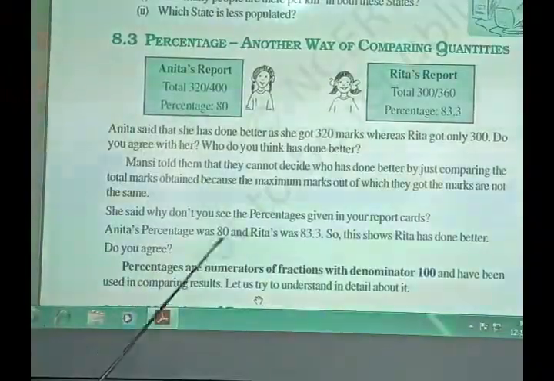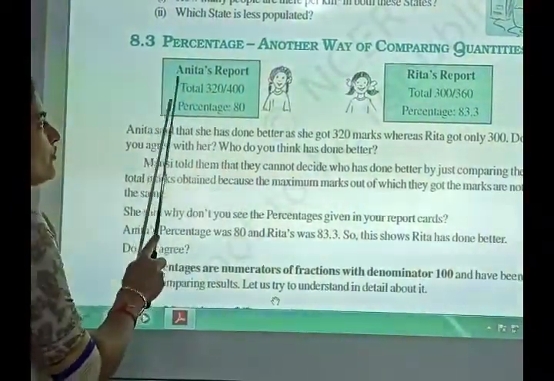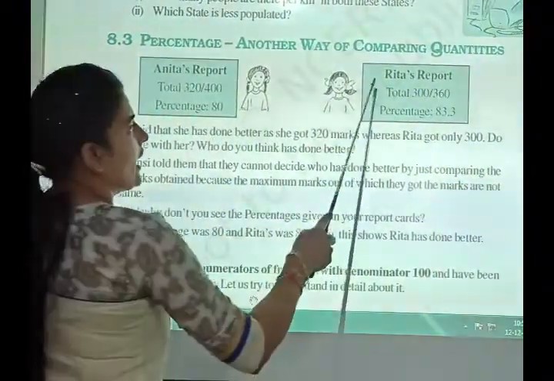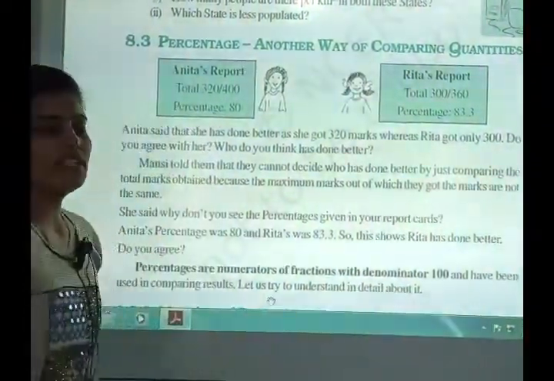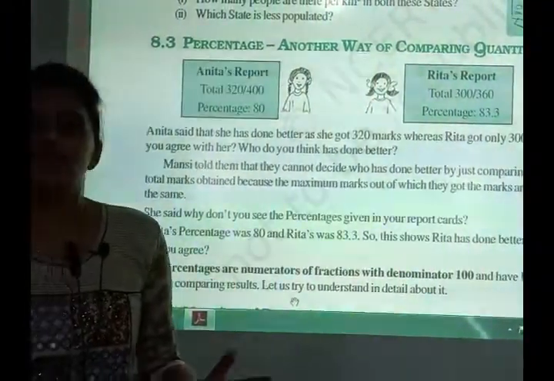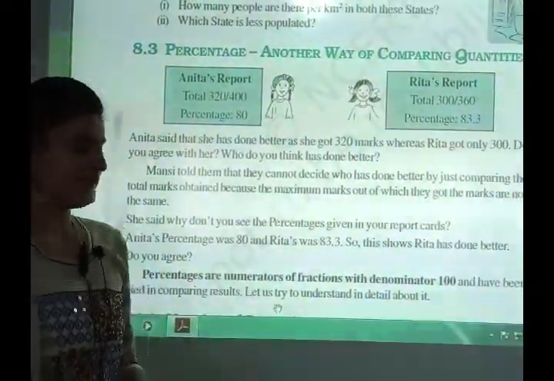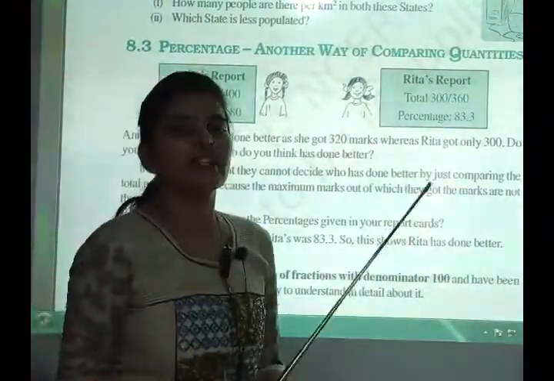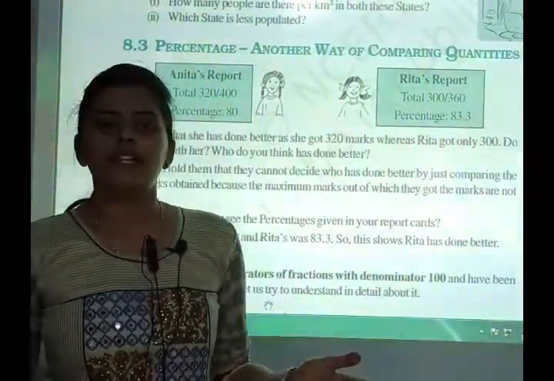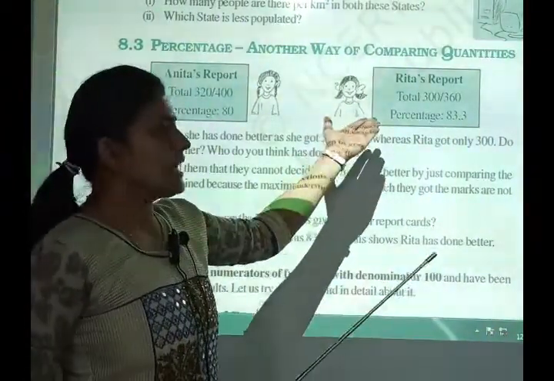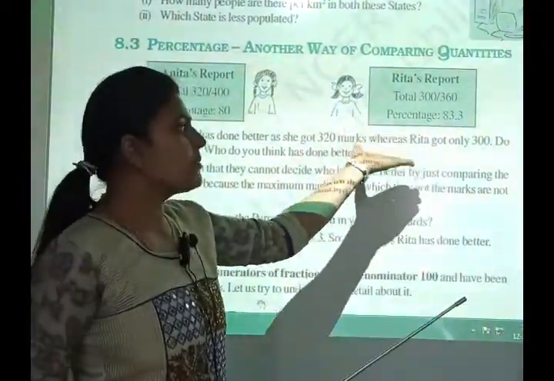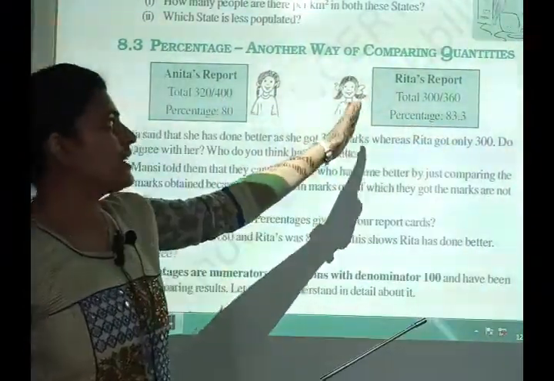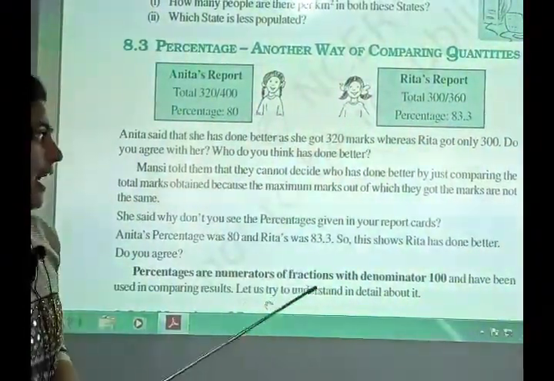So what we will do, we will take out the percentage of Anita and Rita. Anita's percentage is 80 and Rita's percentage is 83.3. Now it becomes easy to compare both results. Who is greater? Rita has greater marks, or her percentage is more, 83.3. So Rita has performed well in her exams.